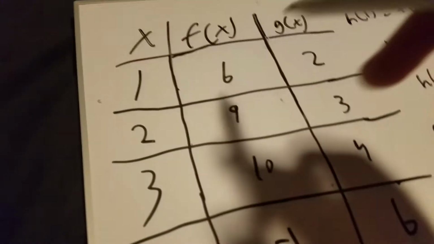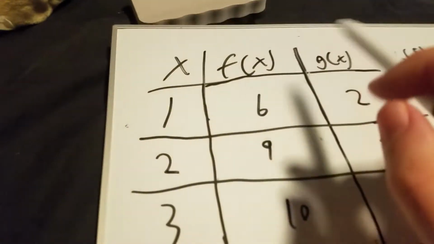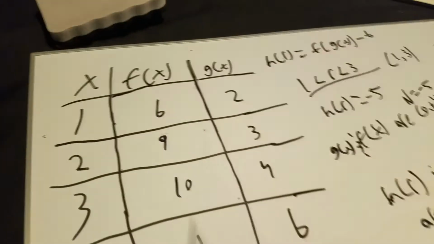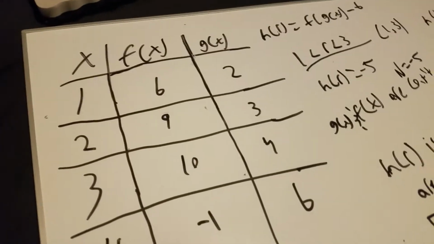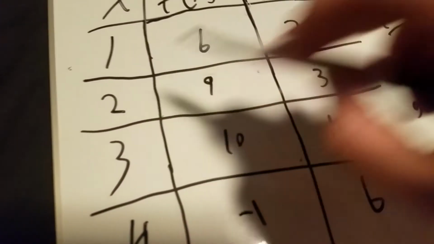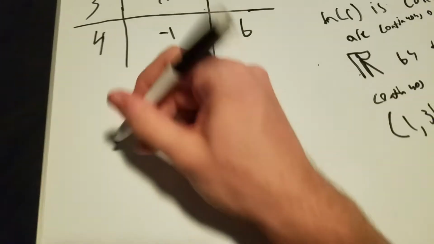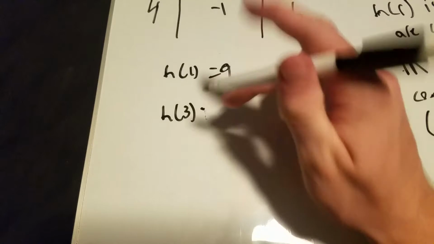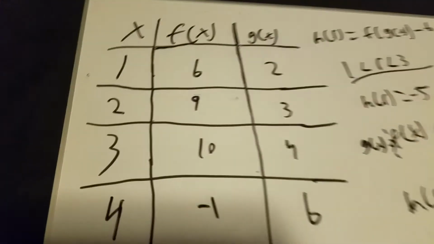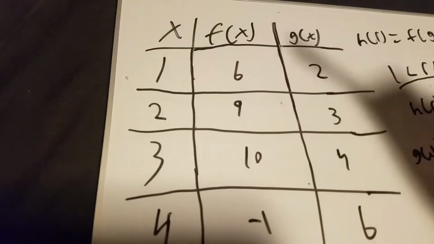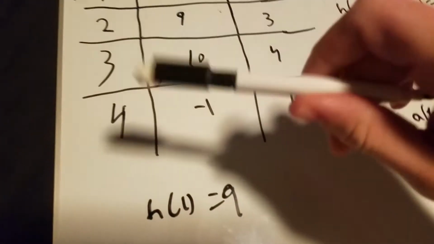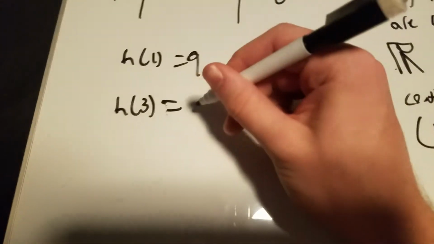So, h of 1 is, well, first we would plug in 1 into g of x, which is 2, and then we would plug that 2 into f of x, and that would be h of 1. So f of 2 is 9, so h of 1 equals 9. And then we do h of 3. Alright, h of 3. So you plug in 3 into g of x, you get 4, so then you plug 4 into f of x, and you get -1. So h of 3 is -1.